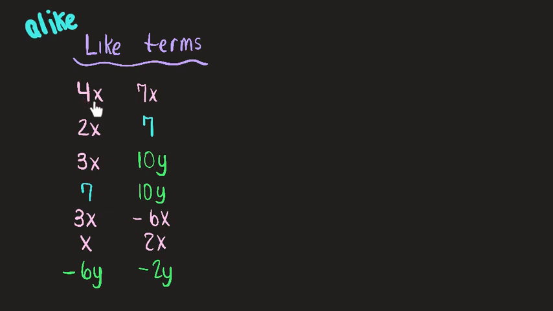So if I have 4 x's and I have 7 x's, those are considered like terms. We have 4 and we have 7 and the variable matches. Okay, I've got 2 x's and then I have a 7 that doesn't have any variable after it. Those are not like terms. I even did them in different colors. This one's pink, this one's blue. This has an x, this does not have an x.